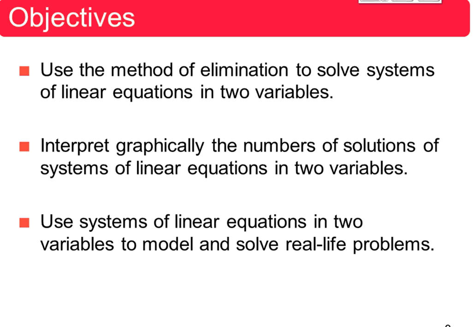We're going to interpret graphically the number of solutions of systems of linear equations in 2 variables. We already did a little pre-work of that. We know that there's either one solution if they intersect, an infinite number of solutions if they're the same line, and no solution if they're parallel. But we'll use those words consistent, dependent, and independent. And then use systems of linear equations in 2 variables to model and solve real-life problems.